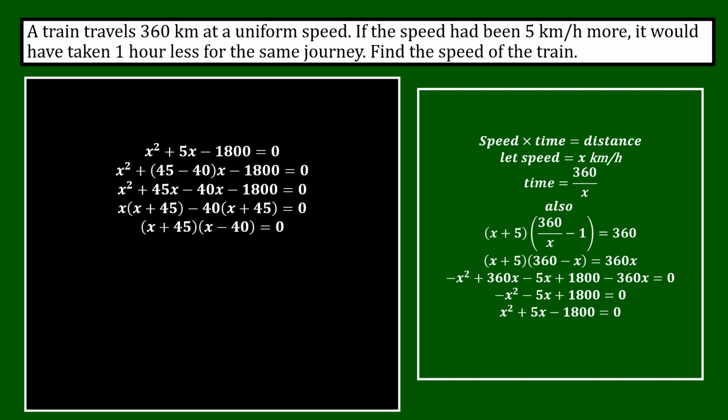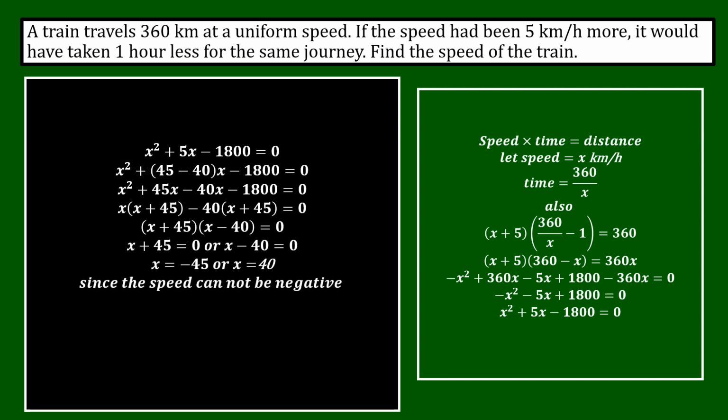Then x plus 45 is common in both. We take it common, and we are left in the second bracket with x minus 40 is equal to 0. So either x plus 45 is equal to 0 or x minus 40 is equal to 0, which will give us two values of x, that is minus 45 or 40. But since the speed cannot be negative, the speed of the train is 40 km per hour, right?